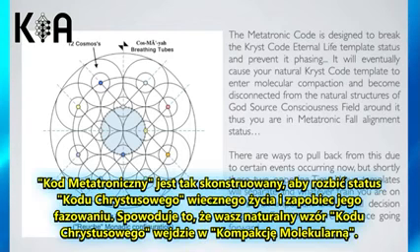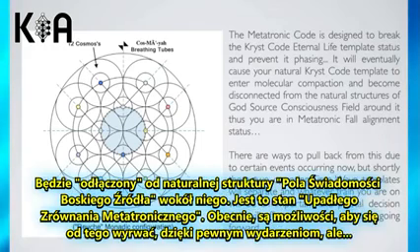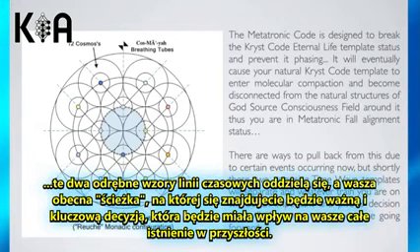Okay, the Metatronic code is designed to break the Christ code eternal life template status and prevent it from phasing. It will eventually cause your natural Christ code template to enter something called molecular compaction and become disconnected from the natural structures of God's source consciousness field around it. Thus, you are in Metatronic fall alignment status. There are ways to pull back from this due to certain events that are occurring now, but shortly these two opposing time wave templates will separate, and whatever ascension path you are on will be an important and pivotal decision that will affect your entire existence going forward.